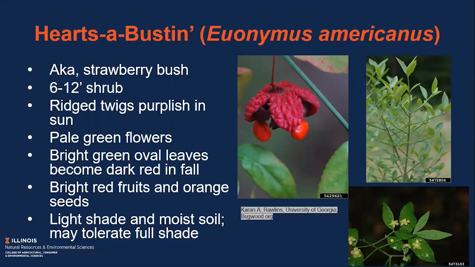But this one is a 6 to 12-foot shrub, has ridged twigs that are purplish looking in the sun, has these pale green flowers in the bottom right, but that's not really the most attractive feature. The real show here is these bright red fruits and orange seeds that are just so interesting looking. This one prefers light shade and moist soil, but it may tolerate up to full shade. And typically I do see it in rather shady conditions.